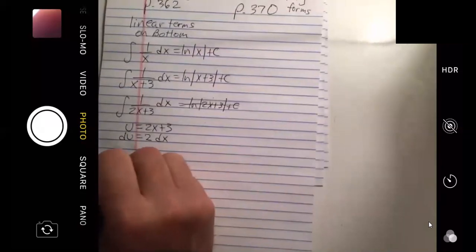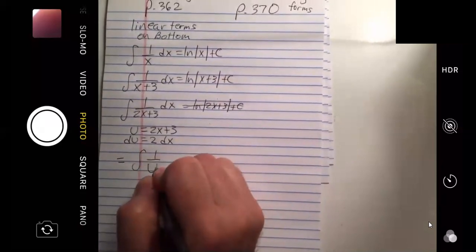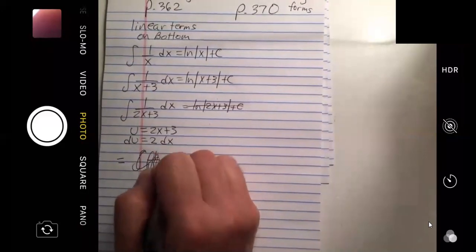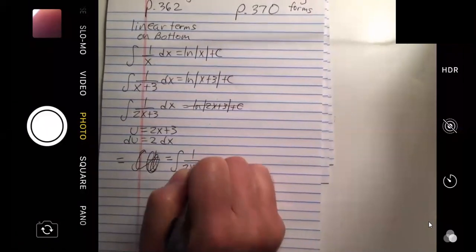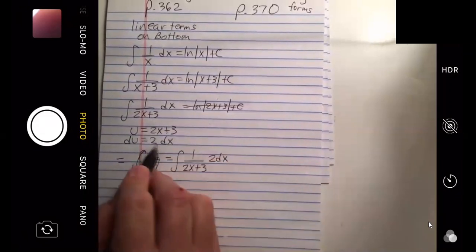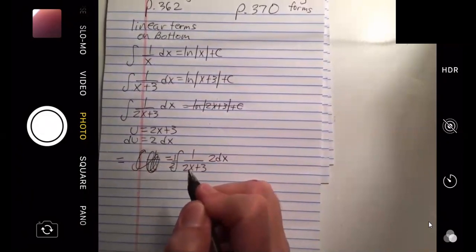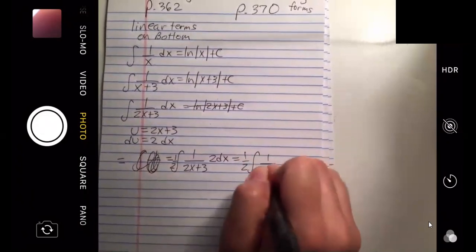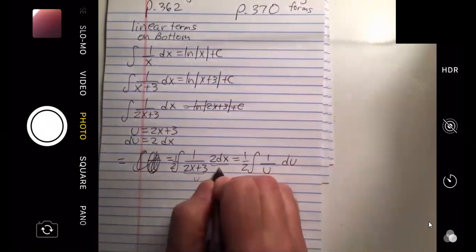So then you would plug it in as integral 1 over u. Maybe I should have written out one more step. You would do 1 over 2x plus 3, put a 2 dx from here, fix it with a 1/2. Now you get a 1/2 integral 1 over u and du. See, this is your u, this is your du.